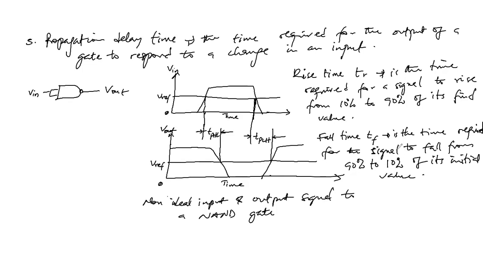And the second point is that the input voltage to a gate has only to reach the threshold value or level before the device begins to change state. For these reasons, the delay time is measured with respect to a reference voltage level, or the threshold voltage.